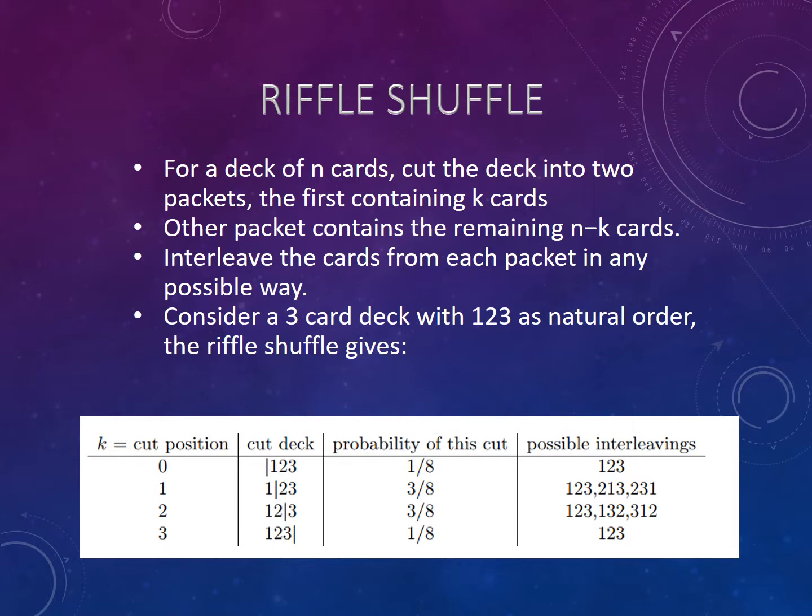For example, if we have a deck of 3 cards and we cut the deck in the topmost positions or in the last positions, the order of interleaving wouldn't change at all. But if we cut the deck in the middle, in the second position or the third positions, we would get 3 possible combinations of the interleaving. So the probabilities of each of these would be 1 by 8 for the topmost card, and if we're cutting in the middle, it would be 3 by 8.